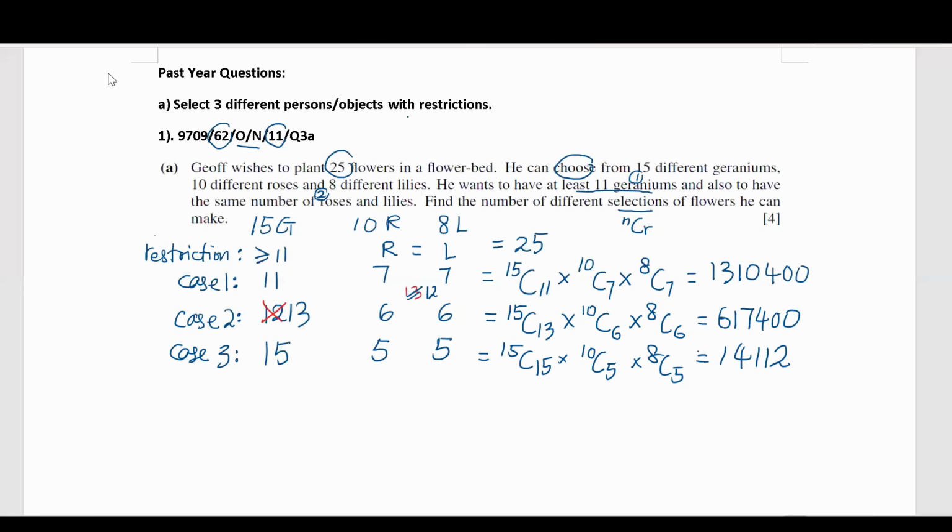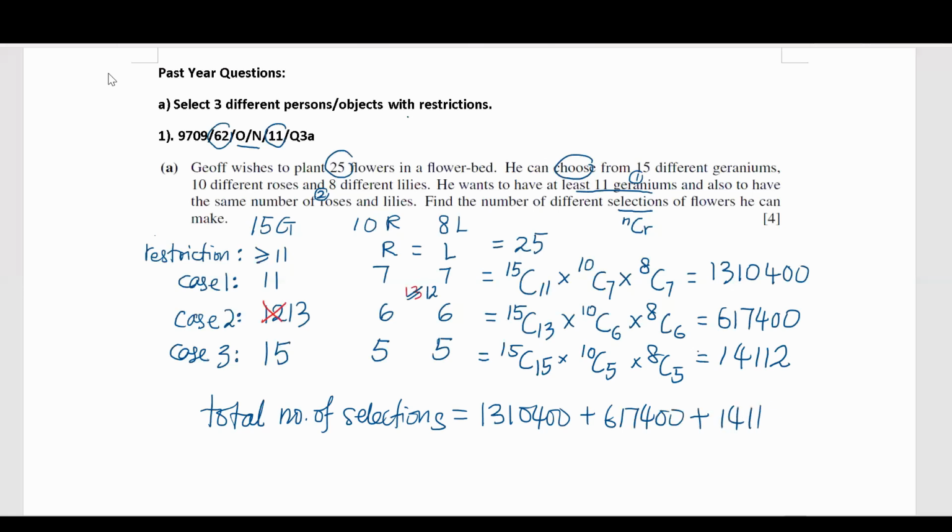Okay, in order to get the total number of selections, what would we do? We will sum up the total ways from these three cases. That's why we will have 1310400, 617400, and 14112. And hence the total ways we have would be 1941912.